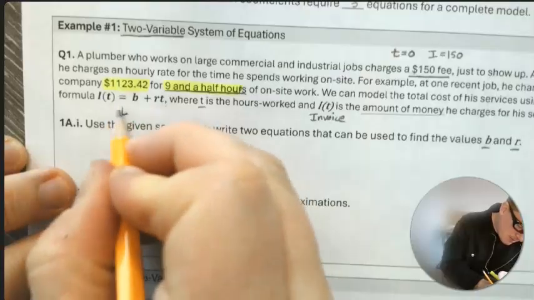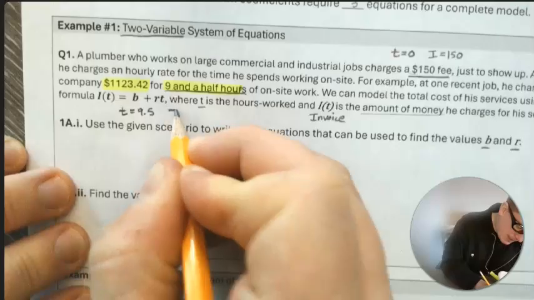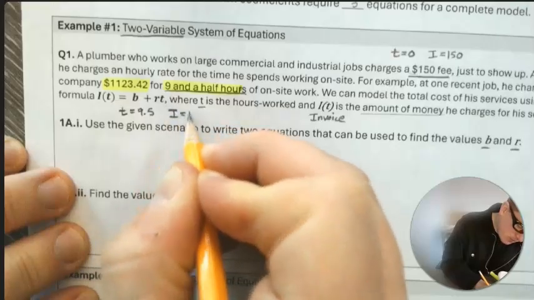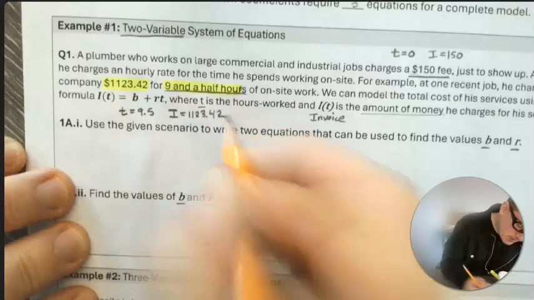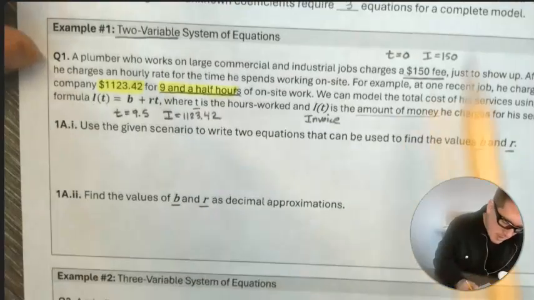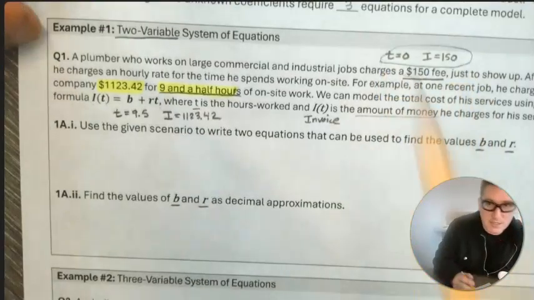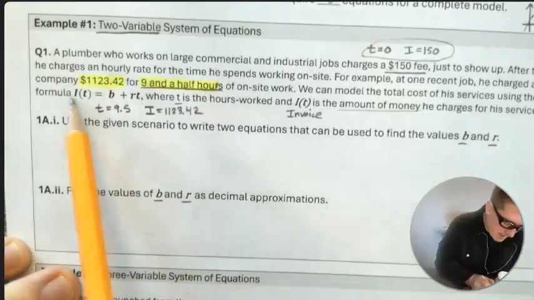For time 9.5, my invoice is going to be $1,123.42. So how do I write a system of equations? Well, I'm going to plug these numbers into the equation and see what I get. And this is my equation.